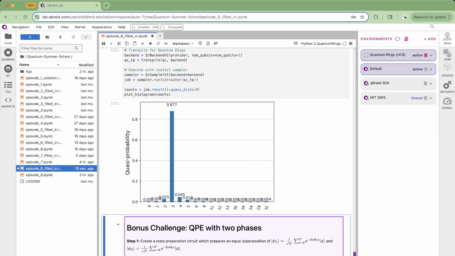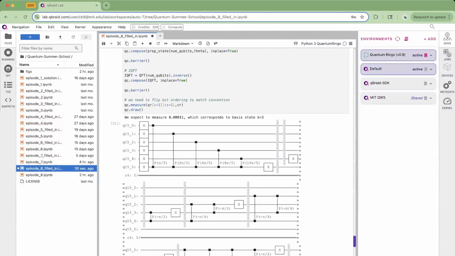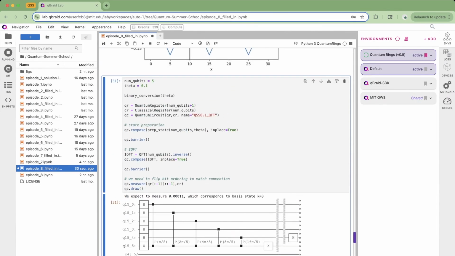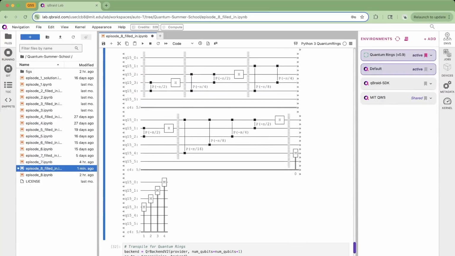Okay, and we can see that we measured 3 a lot more than all the other ones. And 3 is going to have a binary string associated with it, so that's what we measured in our register. And we printed out here what we expected to measure. So we plugged in theta to this helpful function, which just tells us what we would expect to measure. We would expect to measure 0.00011 because that's the best binary fraction approximation that we can do with 5 qubits. And that corresponds to k equals 3. So actually we're pretty spot on here.